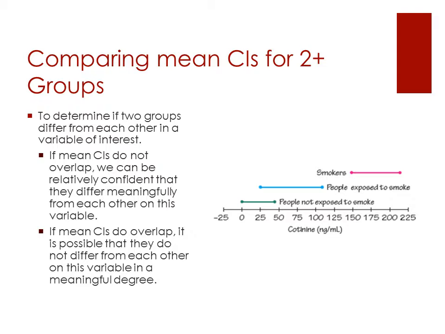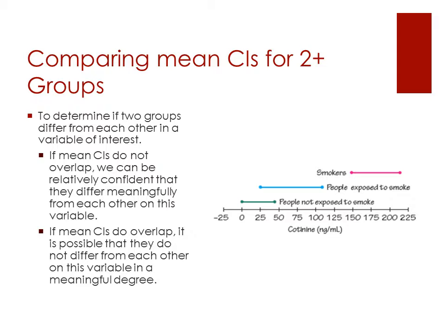So not only are we looking at whether or not their intervals overlap, but also the difference in their means. So in this case, people not exposed to smoke would have a mean of roughly 25. People exposed to smoke would have a mean of roughly 75. But again, because variability is so important, we want to look at their confidence intervals as well.